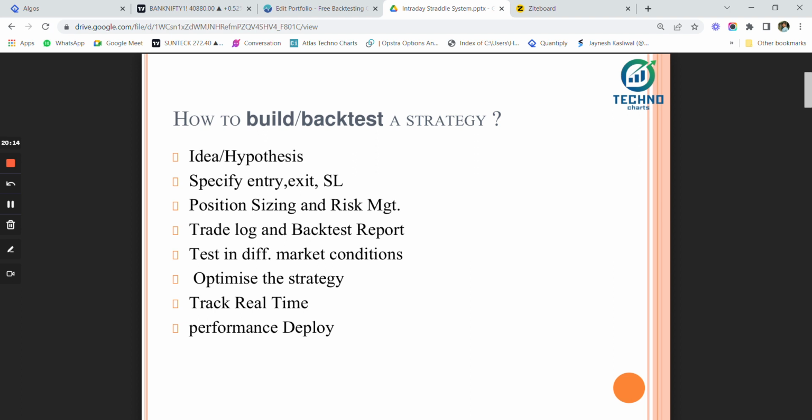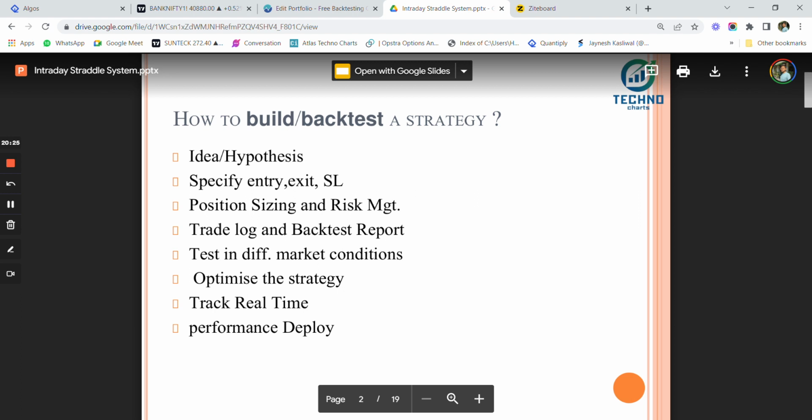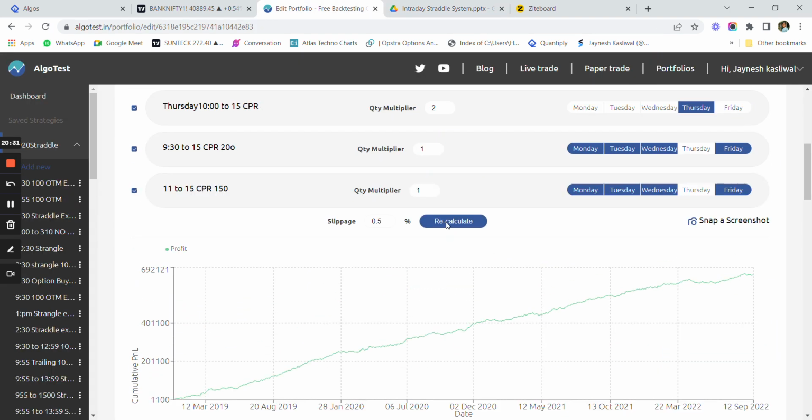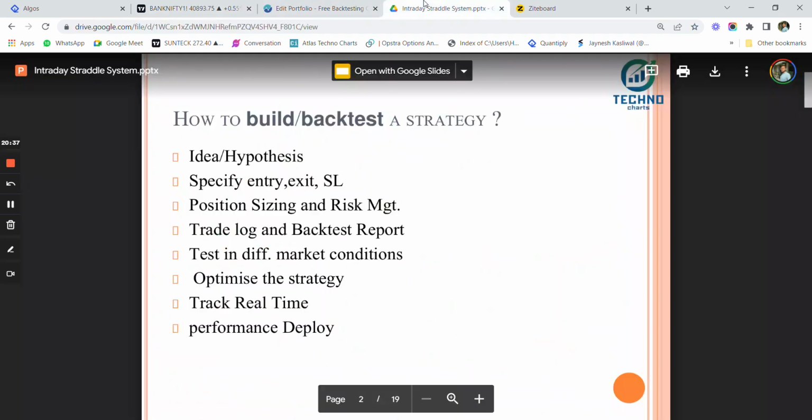So none of the stop losses would be really big because we are selecting 200 points premium. Now in case of 400 points premium, the 40% SL would be 160 points, but in case of 200 premium, the 40% SL is 80 points only. So trade log and backtest report, we have got the backtest report. So basically you can use Algo test backtest report. You can download it and take a screenshot basically.